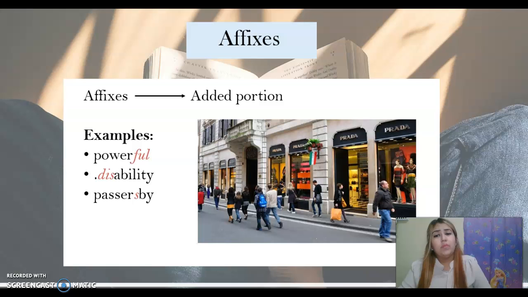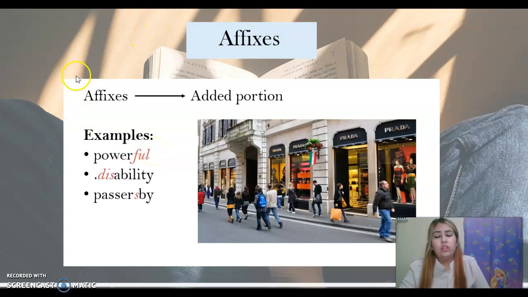Now let's see what derivational and inflectional affixes are. Well, first I will start with affixes. Affixes basically are portions added to a base word. Okay, for example, we have the word powerful. As you can see here, power is my base word and it has its own meaning, okay? And then we have the word full. In this case, this is the affix, and let me tell you that affixes are divided into three, which are prefixes, suffixes, and infixes.